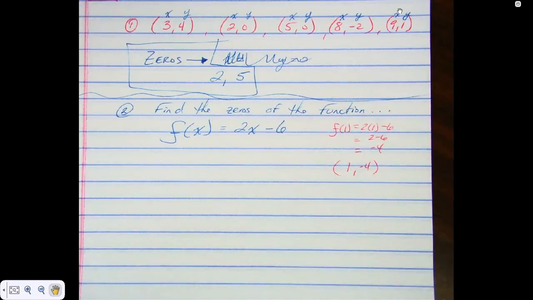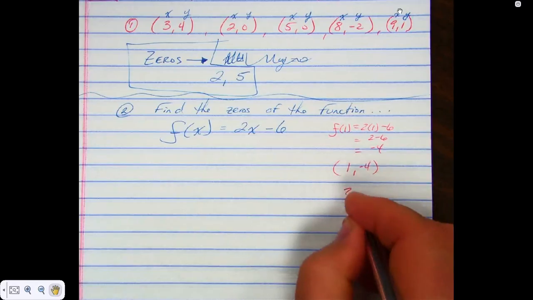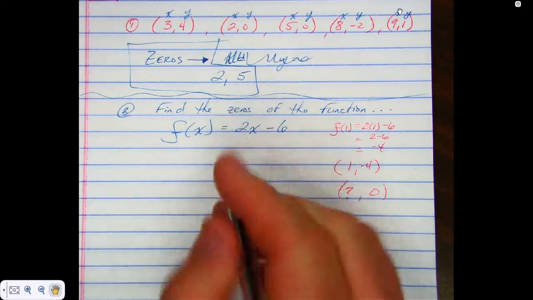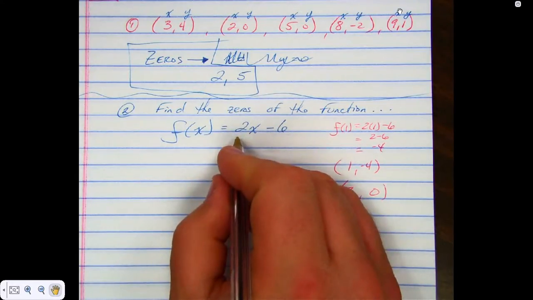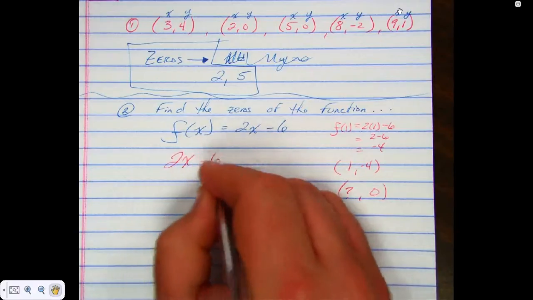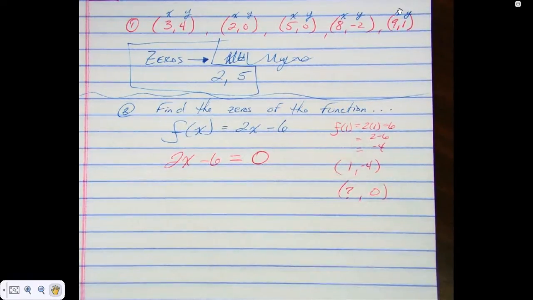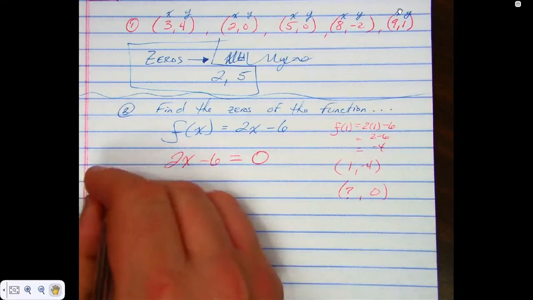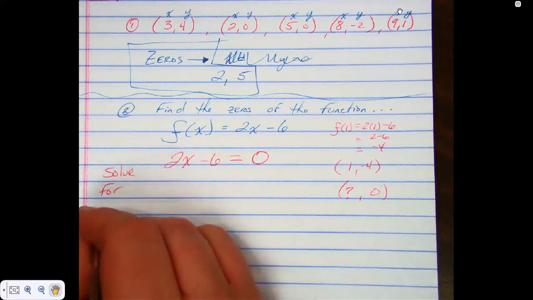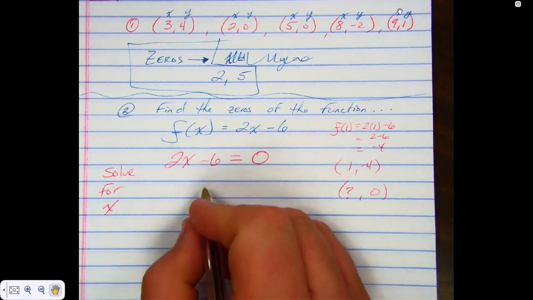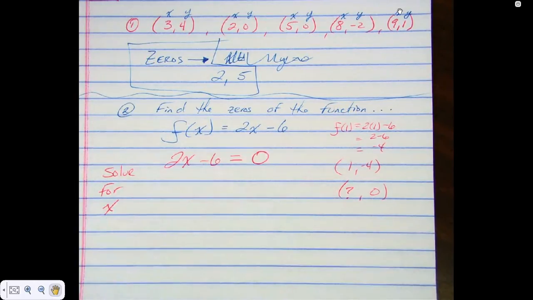Right? So what we need are the x's that when we put them in, we get 0 as an answer. The zeros are when 2x minus 6 is equal to 0. And what do we do next? We solve for x. So how would I solve for x here? Plus 6 both sides. I'd add 6 to both sides.